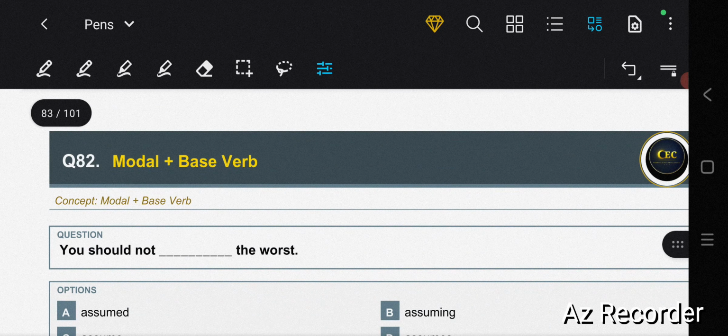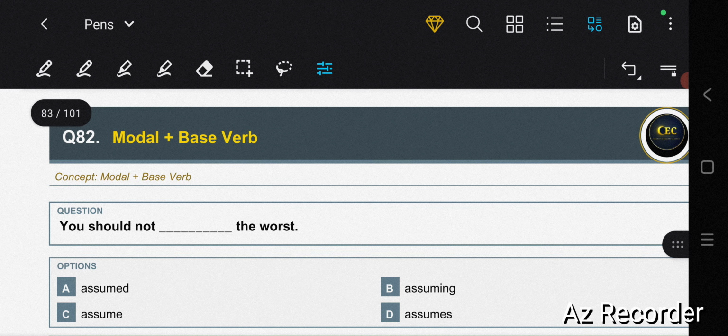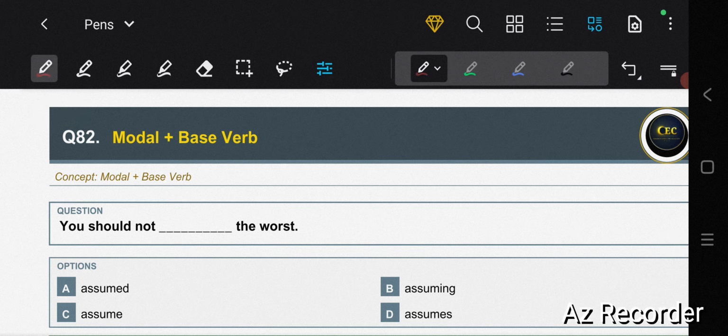Now the next question, model plus base form. You should not add -s or -es after a model, and we understood that after a model there will be the base form. So which one is the best form? This is not the best form. This is the V2. Assumed is not the correct one. This is also not the V1 form. Assumes or assume. So which one should it be? Here -s or -es will not be used after should, but this is option A. Option C is the correct one for the question.